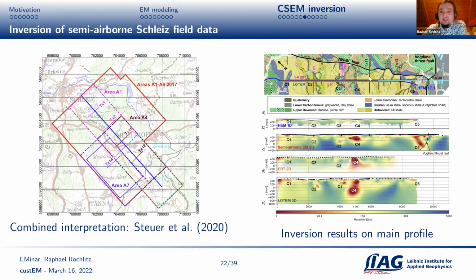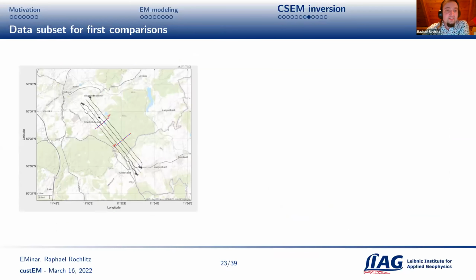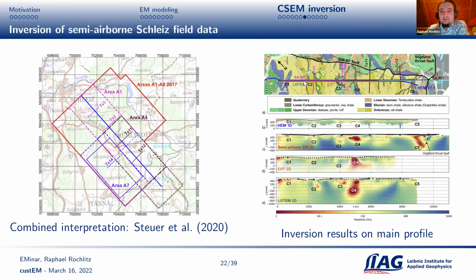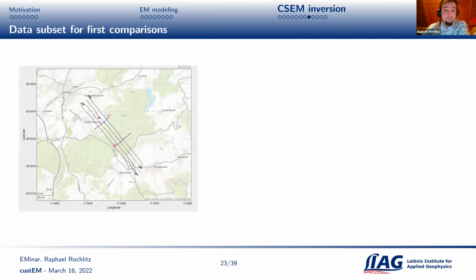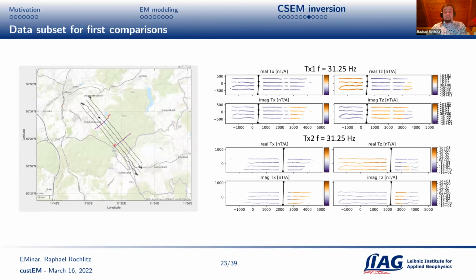Let's go back to the map. So we are considering this part of a geological map and this part of a profile, so the left side of the profile now. This is the length of the flight lines here, and the two transmitters TX1 and TX2. So with the two transmitters, you can see where we are. And these are the data on the 4 flight lines.